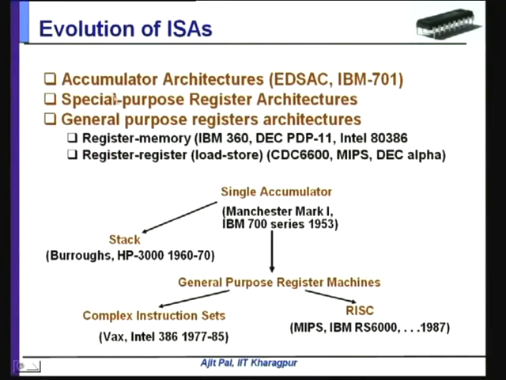So, you can see how the instruction set architecture has evolved over the years. As I said, in the early years it was all accumulator based architecture like EDSAC, IBM 701, these were single accumulator based, or the IBM 700 series back in 1953. These were all accumulator based architectures. That means you have only one accumulator and one operand is always taken from the accumulator, and the result is also stored in the accumulator. However, the second operand can be taken from memory.